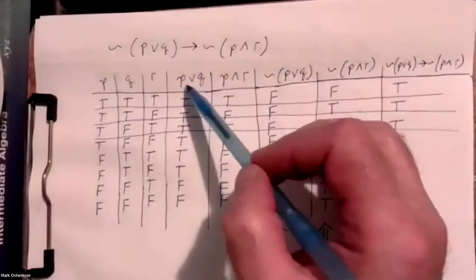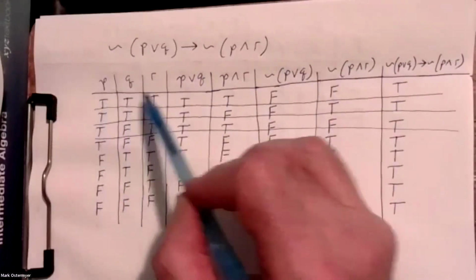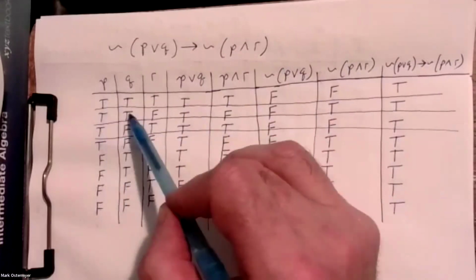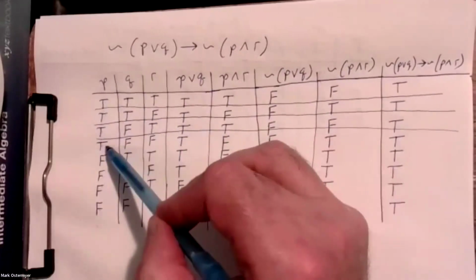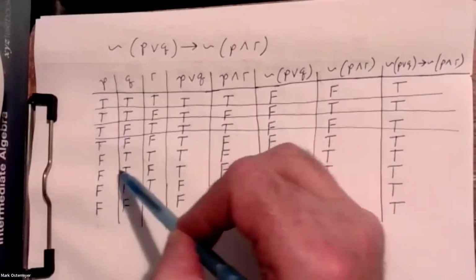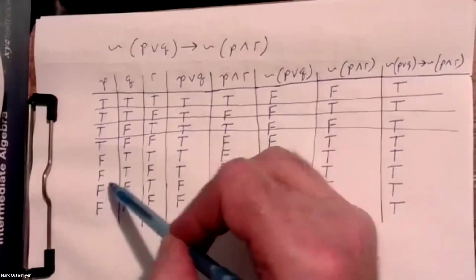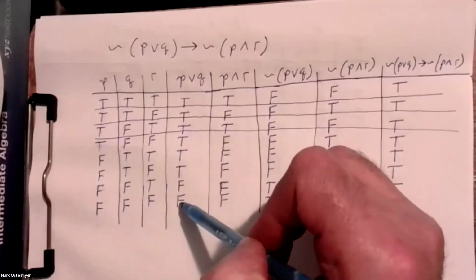But you can watch along here. P or Q. So look, true or true is what? True. True or true is true. True or false is still true. True or false is true. False or true is true. False or true is true. False or false is false. False or false is false.